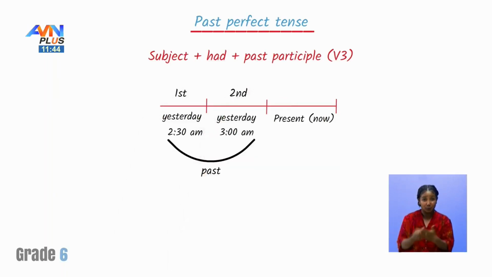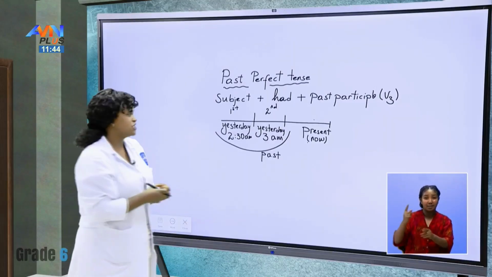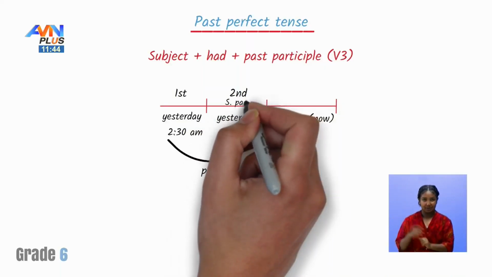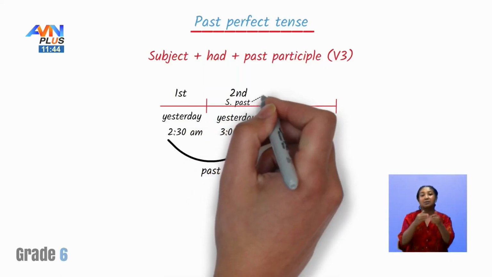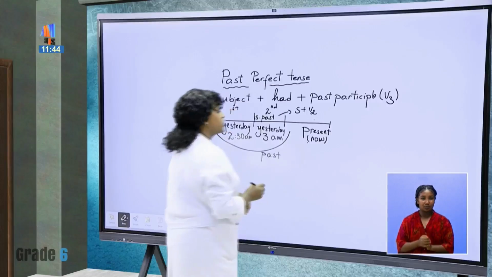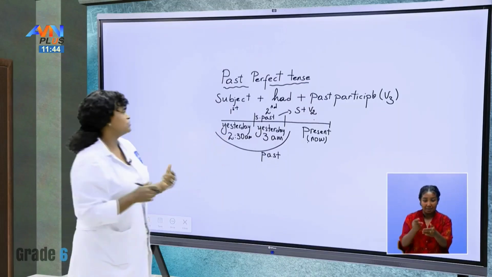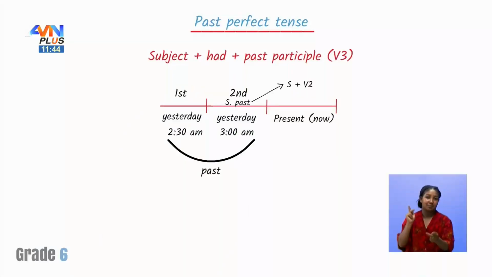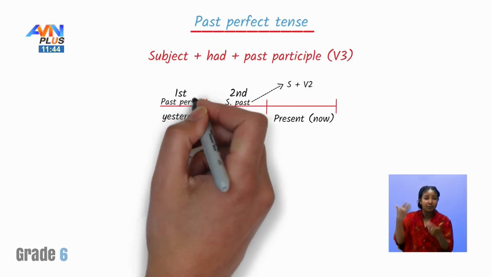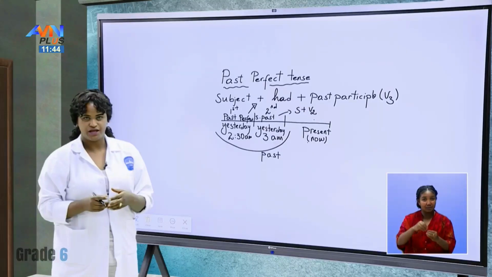So, when you try to show the difference between these two past activities, for this one we use simple past, all right? By simple past we meant subject plus verb 2. And for the earlier activity, we use past perfect, which means this form: had plus verb 3.